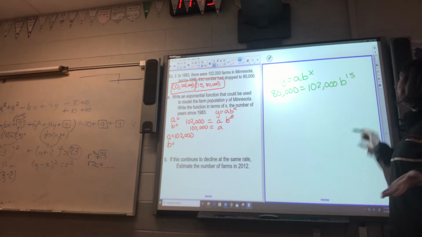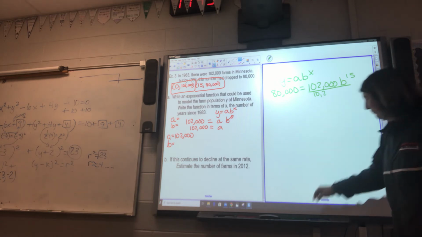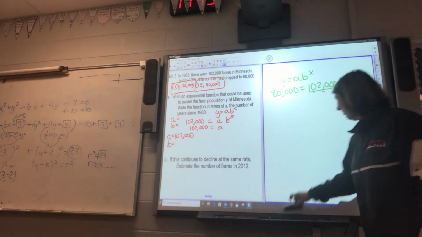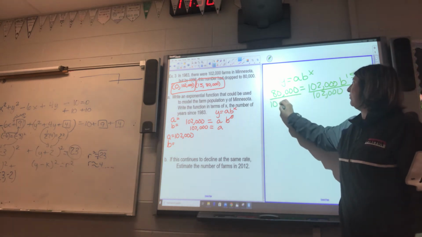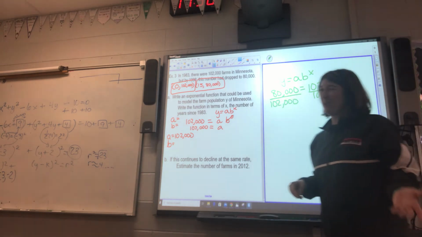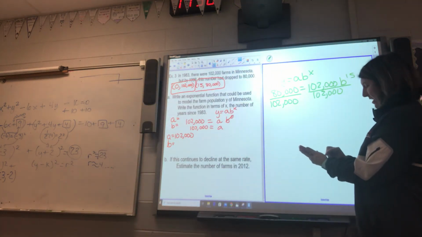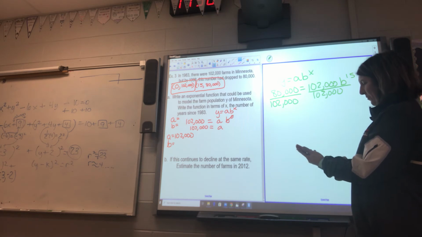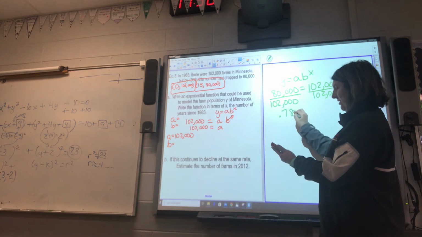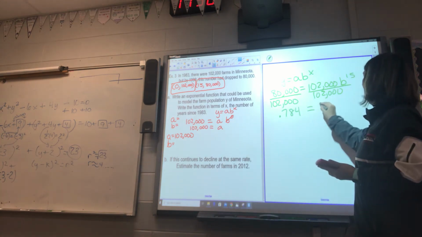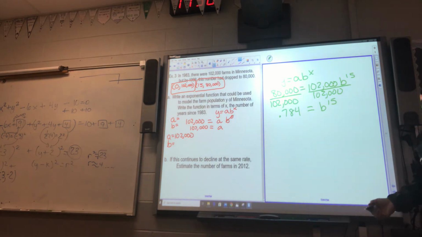Just like we solve any other equation, we need to get rid of this first. So I'm going to start out by dividing. Now that's going to be a tiny number. So 80,000 divided by 102,000 is, we're going to round it to 0.784. And that's equal to B to the 15th power. You can actually find the 15th root of that.